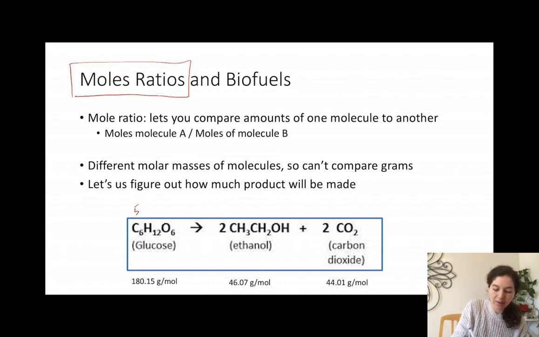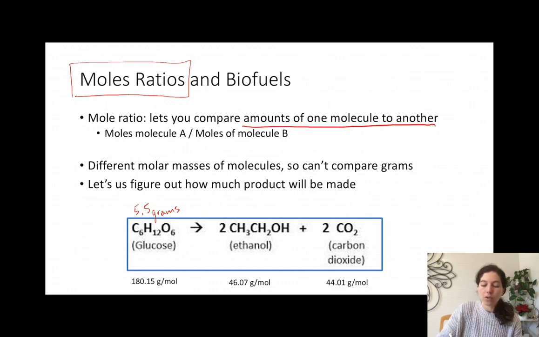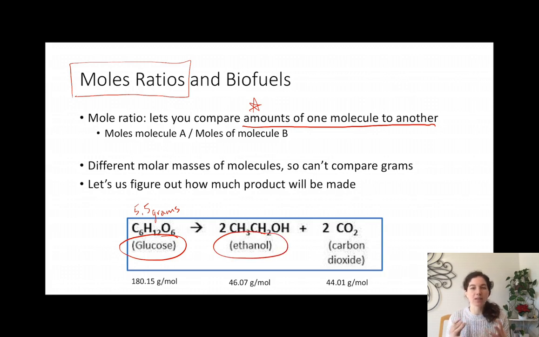So let's say there's 5.5 grams that we put in here. A mole ratio lets you compare amounts of one molecule to another. So this is really important. It's when we want to compare, say, one thing on the chemical equation to another substance. So it's when we're comparing substances. It's the moles of molecule A per the moles of molecule B. So how many of these we have for every how many of these we have. These are given by the numbers in front of the equations.